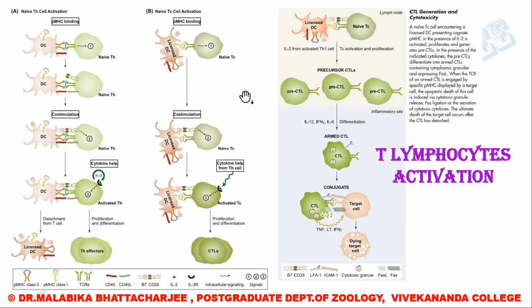So keep in mind that from a naive T cell to a cytotoxic T lymphocyte, we need the presence of a licensed dendritic cell for activation. Once we get pre-cytotoxic T lymphocytes, a second set of activation occurs to convert them to armed cytotoxic T lymphocytes. It is only once these cytotoxic T lymphocytes are armed that they bind with the target cell, which is exhibiting a non-self or aberrant peptide via class 1, and then kill their target cell.